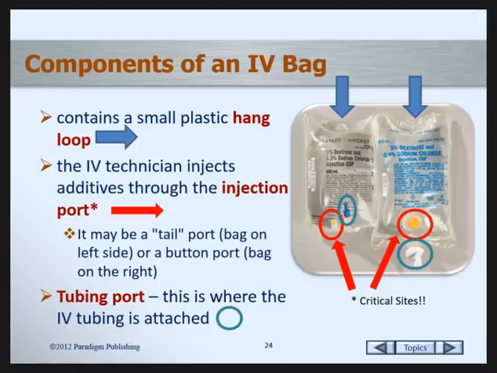Also are the tubing ports. Tubing ports is where the IV tubing is attached. The nurse will remove the rubber cap covering the bag's tubing port and insert the universal spike adapter into the tubing port. Now, in a pharmacy, the only time that we attach tubing is when we are preparing a chemotherapy drug or a hazardous drug.